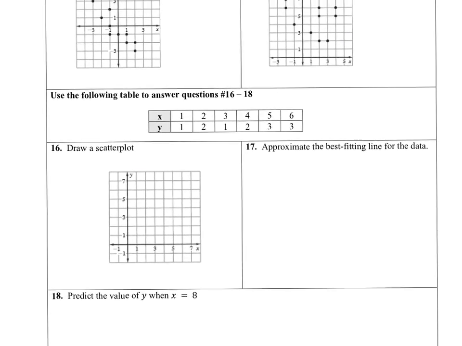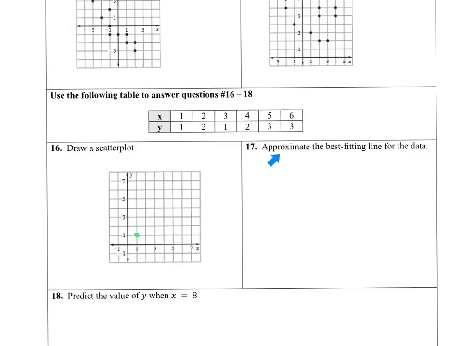16 through 18, we're going to use this table right here of values. So first they want a scatter plot. So just plot the points. Remember, x and y. So like, I'll plot the first one for you. It's at 1, 1. That would be right yonder. Okay? Now you plot the rest.